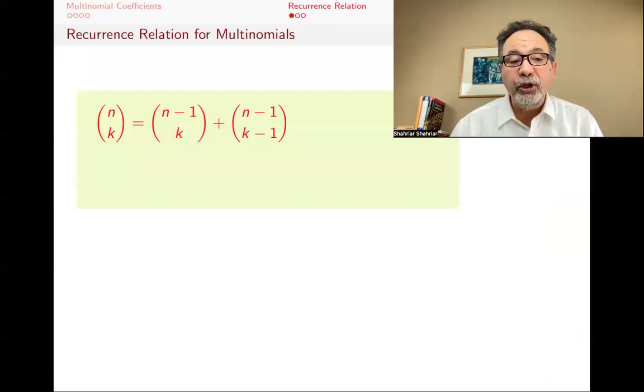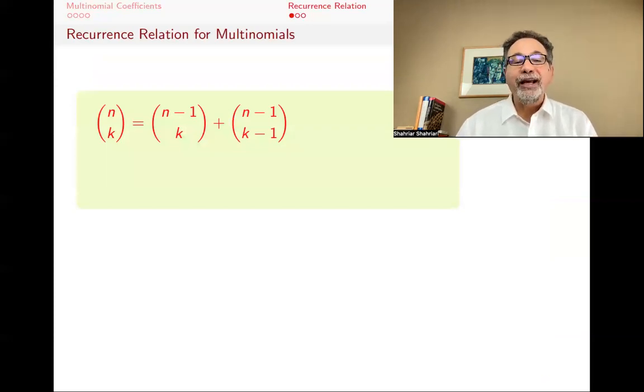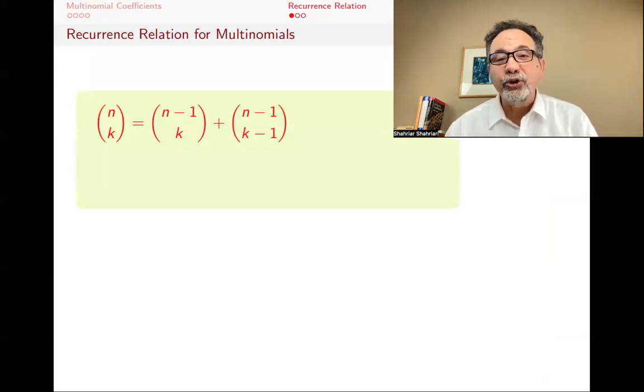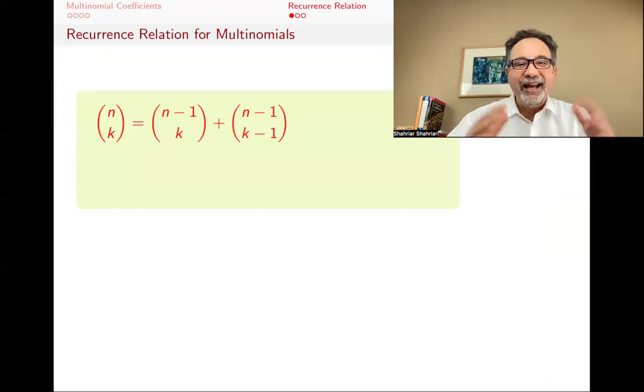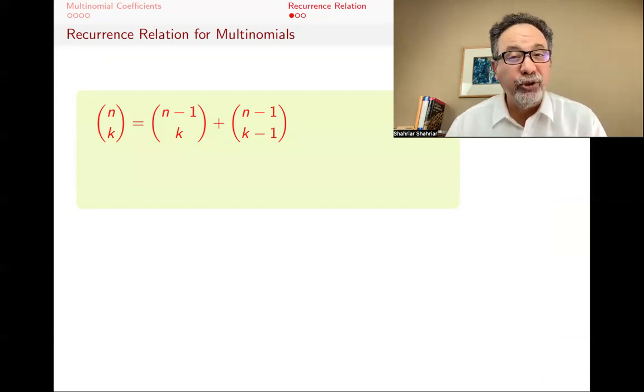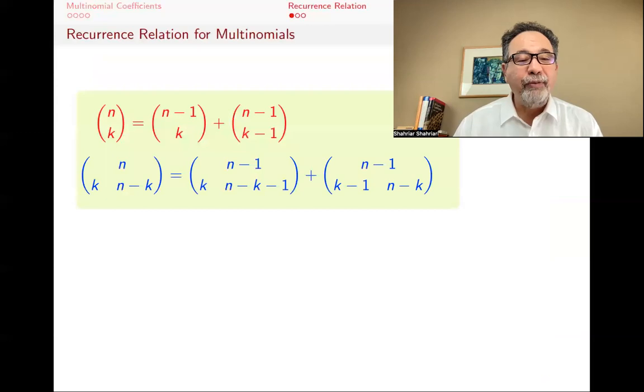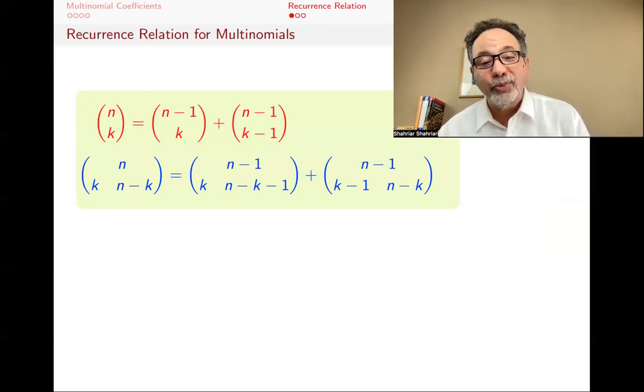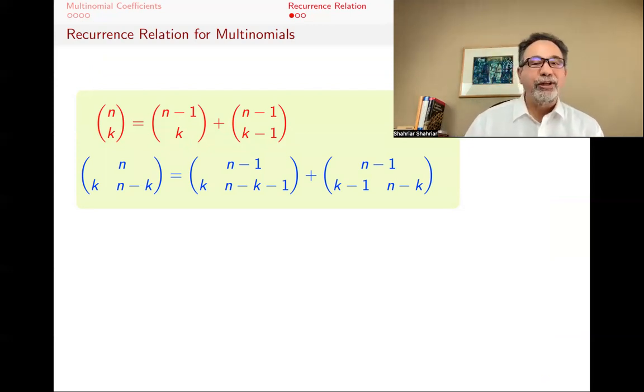For binomials, we had n choose k equals n minus 1 choose k plus n minus 1 choose k minus 1. Let's write that not as binomial coefficients, but as multinomial coefficients. That same thing. Well, how would I write it? Well, n choose k is the same as n choose k, n minus k. And n minus 1 choose k is the same as n minus 1 choose k, n minus k minus 1. And n minus 1 choose k minus 1 is n minus 1 choose k minus 1, n minus k.